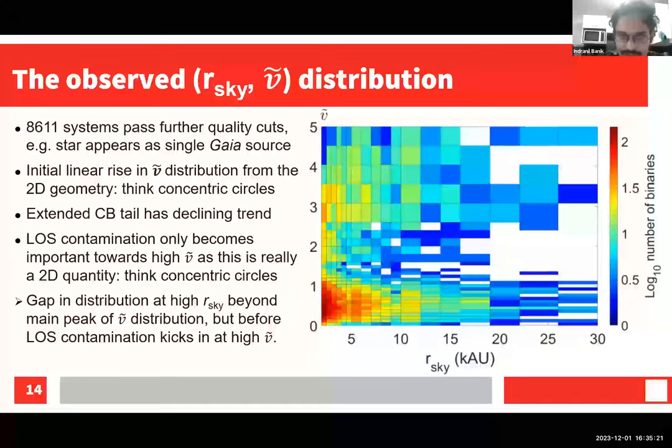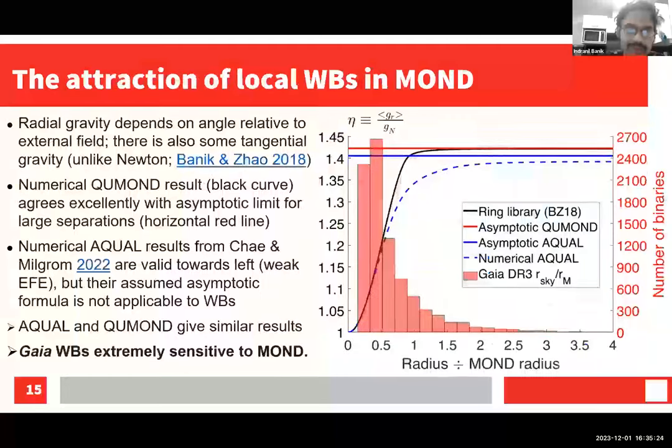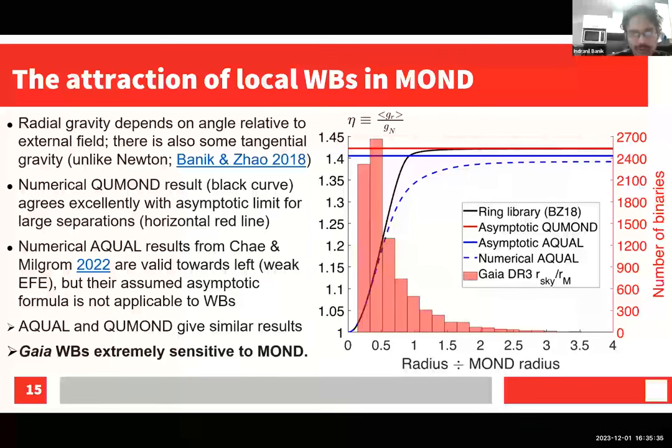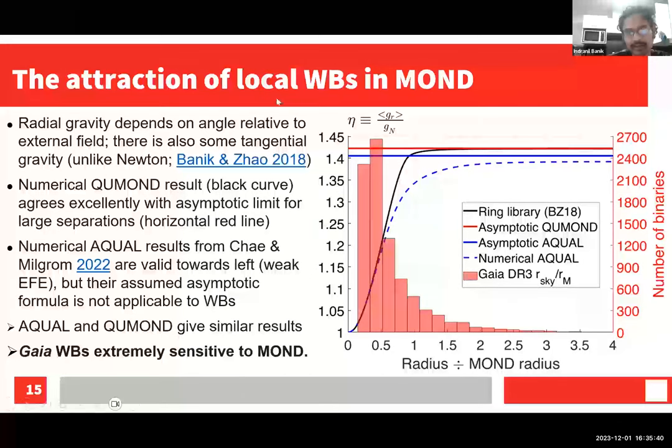So our approach is twofold, if you will. I'll come on to the close binaries in a sec. But before I do that, I want to explain just how sensitive these white binaries actually are to MOND. So for that, what I plotted on the y-axis is the ratio between the radially inward gravity and the Newtonian gravity. These angle brackets denote angular averaging, because if you change the orientation of a white binary relative to the external field, that changes the strength of the gravity a little bit. So we've considered an angle average here.